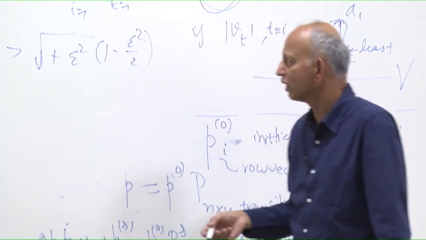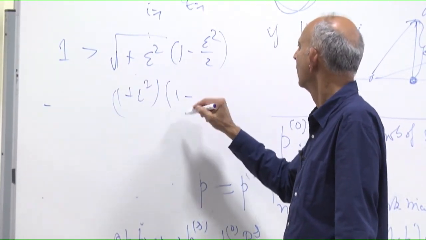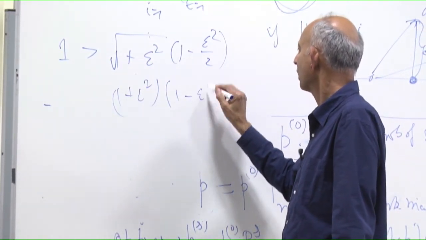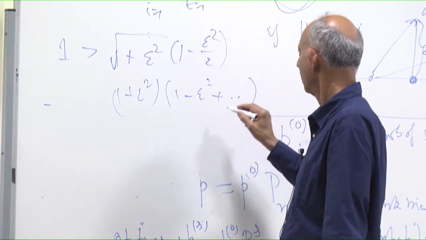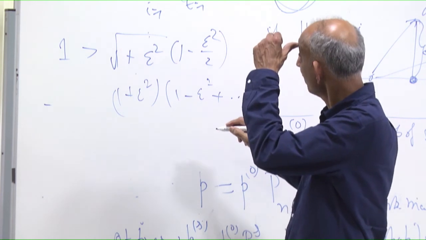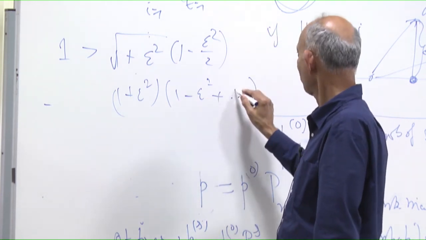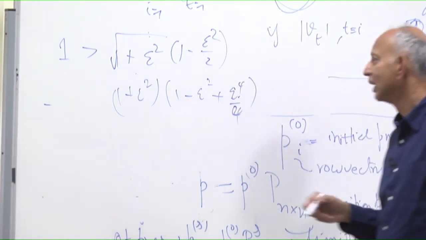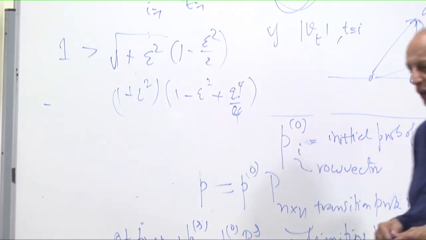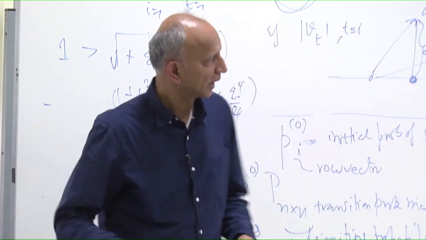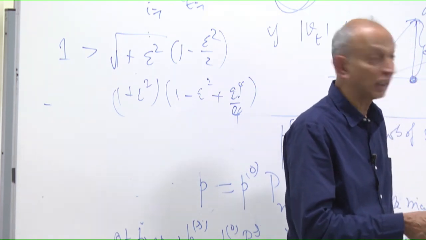Yeah, I think if you square this, you get 1 plus epsilon squared, you get 1 minus epsilon squared, but plus something. Yeah. I hope I didn't make a mistake. So, no, minus epsilon squared plus epsilon to the 4th over 4. Yeah. 1 minus. It's not quite right. But anyway, it's a second order term.